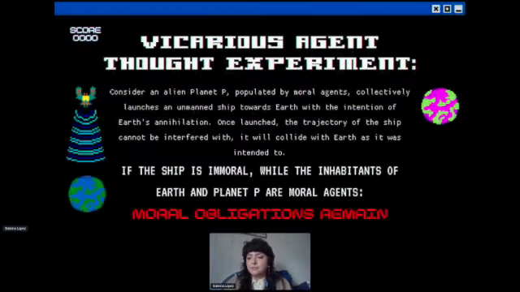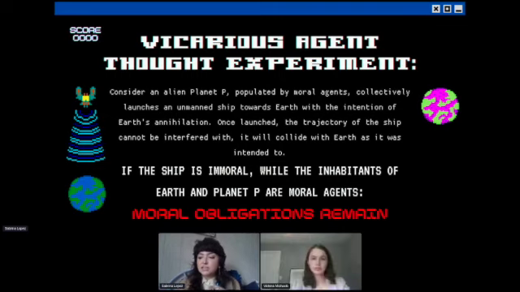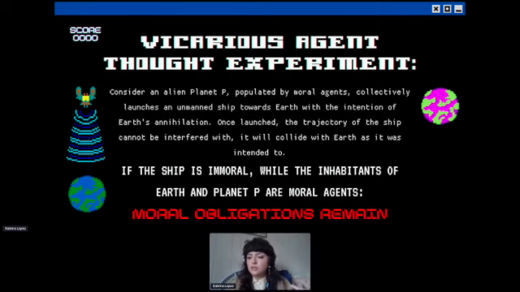To better illustrate this concept, let's consider a thought experiment. Consider alien planet P, populated by moral agents, collectively launches an unmanned ship towards Earth with the intention of Earth's annihilation. Once launched, the trajectory of the ship cannot be interfered with. It will collide with Earth as it was intended to. In this case, we notice two important things. Firstly, that the ship, though loaded with immoral intentions, does not satisfy our criteria for moral agency. And secondly, that the Earth is populated in part by humans who are moral agents. This means that humans possess the moral obligation to avoid harm where they interpret it. In this case, the ship, though not a moral agent, poses a direct harm to humans. So the humans of Earth possess an obligation to avoid harm from the ship by defending themselves from its attack.